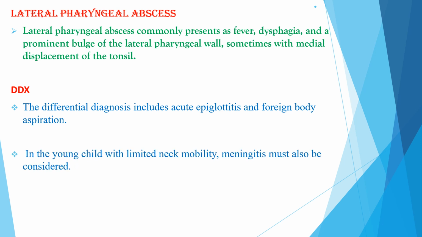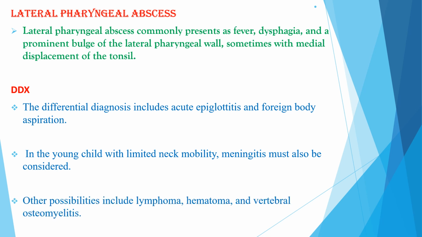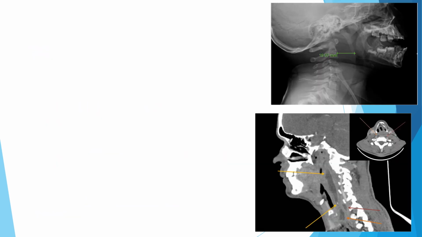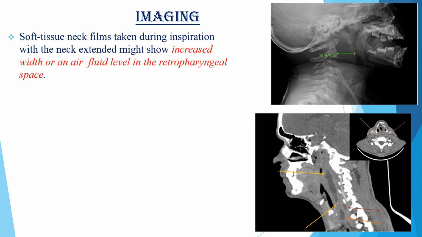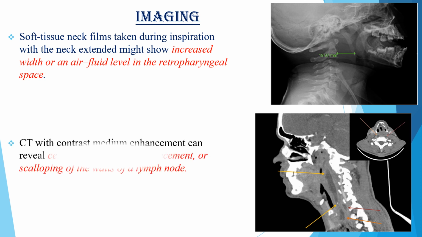In the young child with limited neck mobility, meningitis must also be considered. Other possibilities include lymphoma, hematoma, and also vertebral osteomyelitis. Once we suspect retropharyngeal abscess clinically, soft tissue neck films taken during inspiration with neck extended might show increased width or air fluid level in the retropharyngeal space. And CT with contrast medium enhancement can reveal central lucency, ring enhancement, or scalloping of the walls of the lymph nodes.